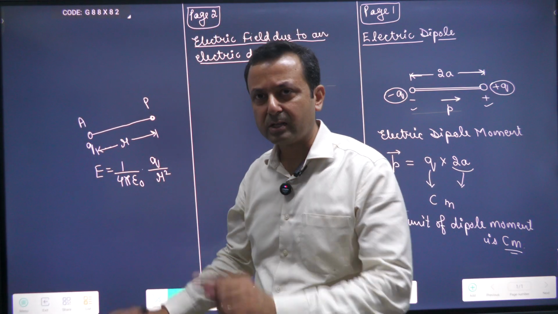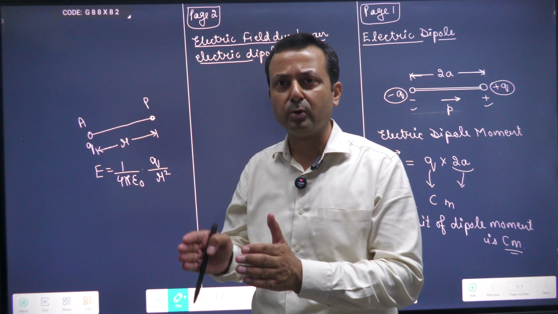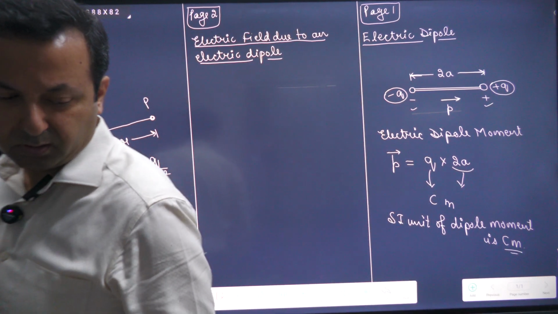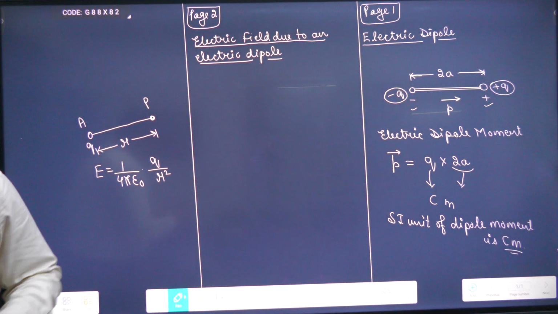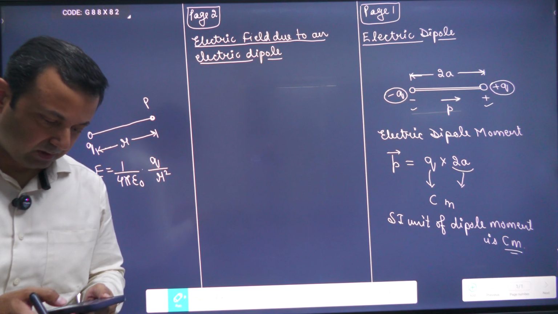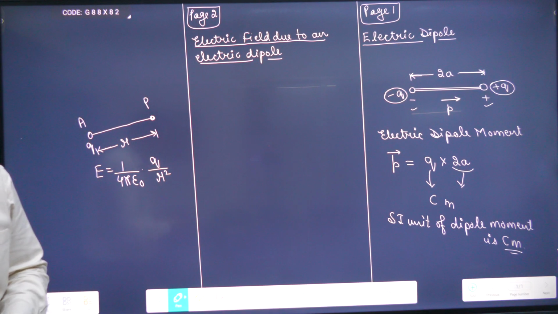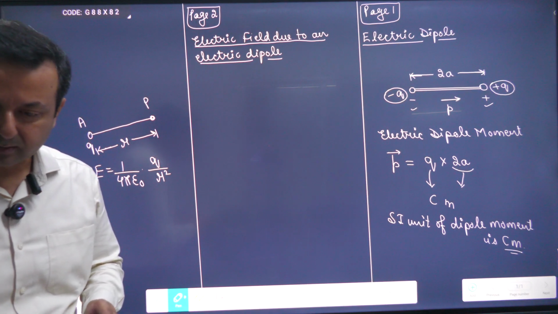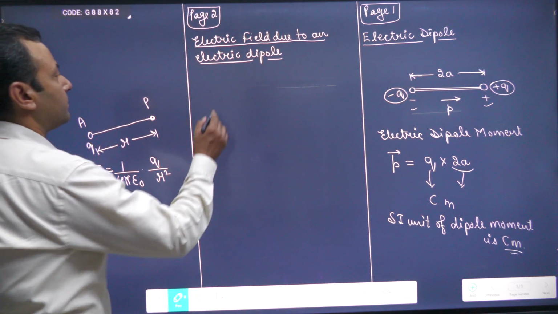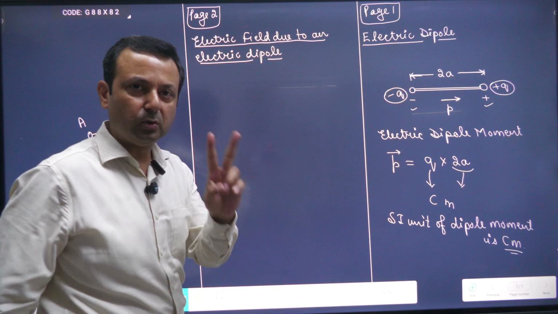When we have a single charge, that is a point charge. But if we want to calculate the electric field due to a dipole, then it can be calculated in two different ways. In your notes, go to page number 35, electric field at an axial point of a dipole. So there are two types; the electric field can be calculated in two ways.